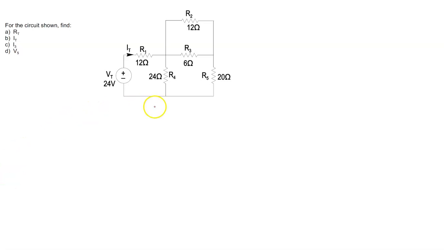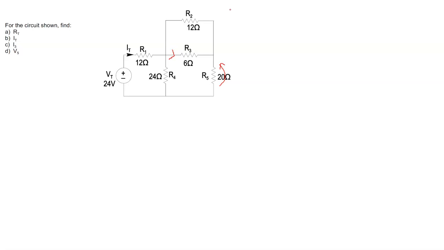Let's think about this circuit here, and we have been given 5 resistors. We're asked to find RT, IT, which is standard, right? I3 and V5. Okay, so let's start then by identifying series and parallel branches that we can tackle.